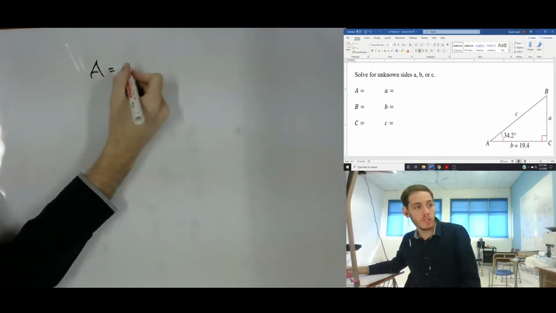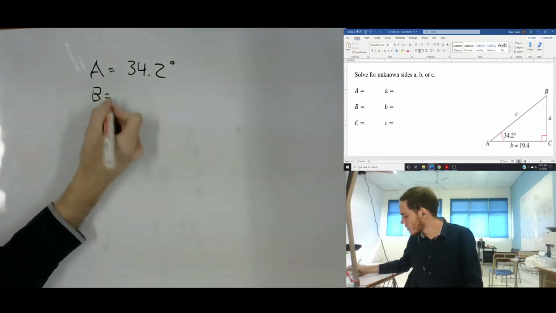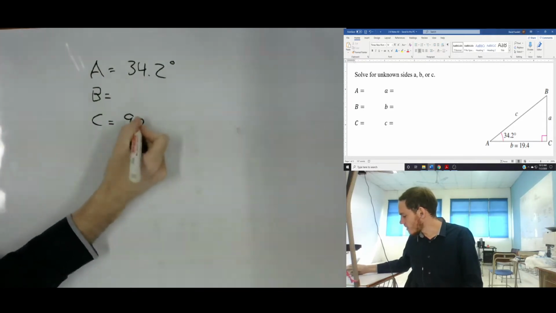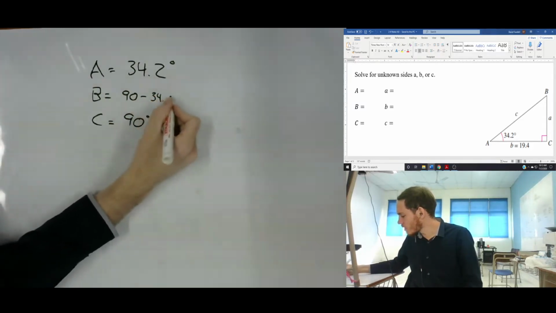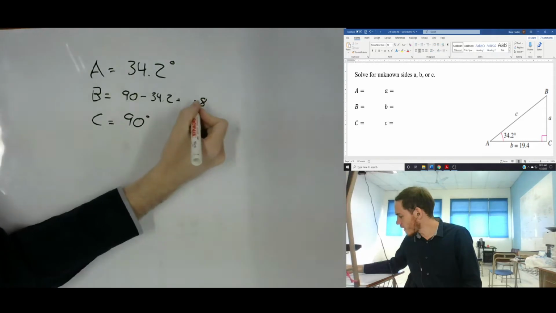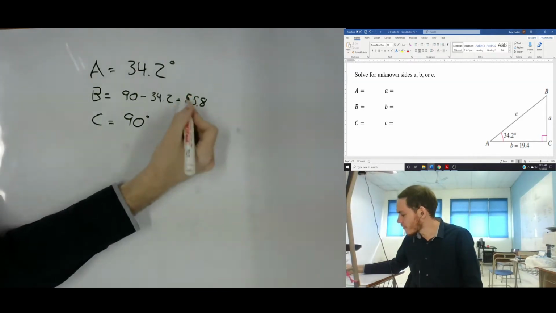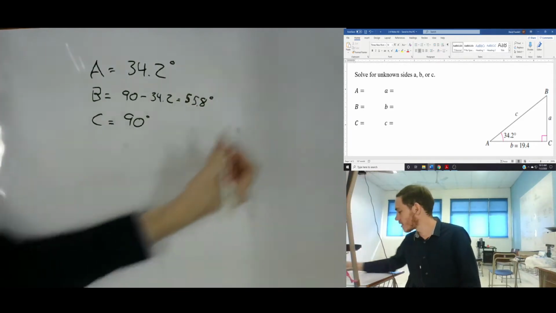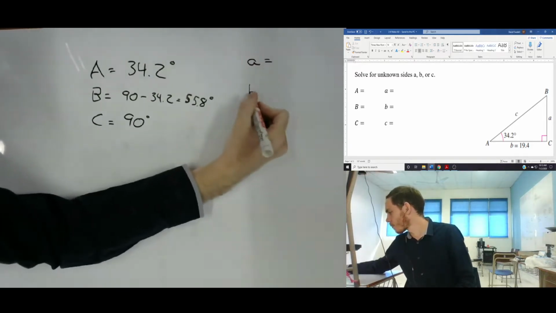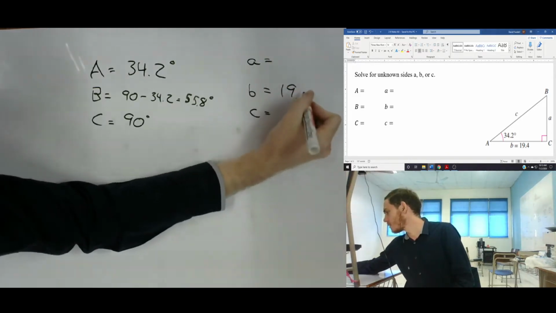So A equals 34.2 degrees. B is unknown. And C equals 90 degrees. Okay, so you just do 90 minus 34.2 equals 55.8 degrees. Okay, now to find our sides, we have a, b, c, and b is 19.4.